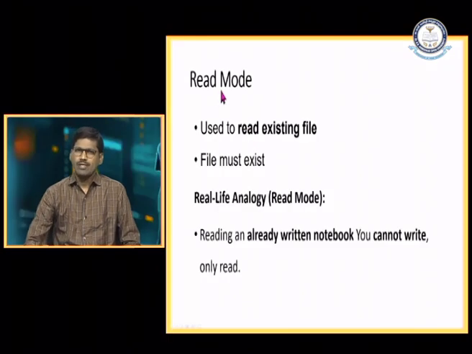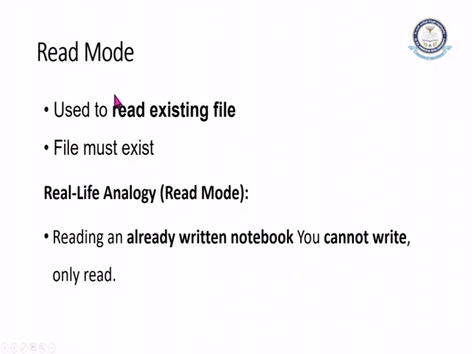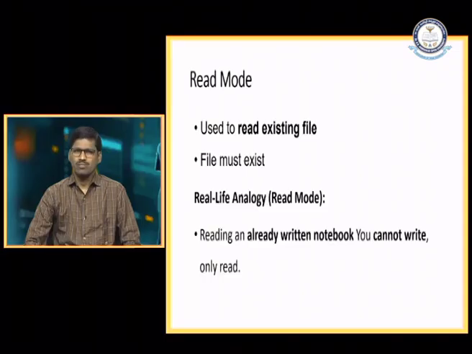Now, let me implement read mode first, and let me tell you some more important points about read mode. As the name suggests, read mode is used to read the content, the data from an existing file. But a very important point here is that the file must exist. If the file does not exist, that code raises an error. Let me give a simple example. Suppose I want to read a notebook, but there is no data in the notebook. How can you read that book? In the same way, whenever you want to open any file in read mode, that file must exist.